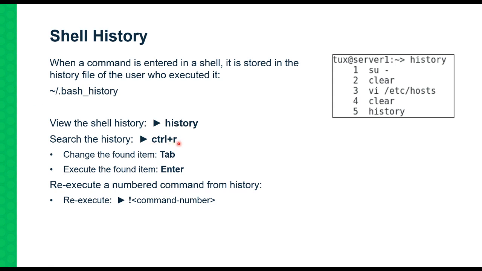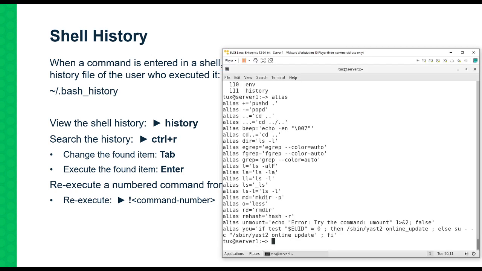We can also search the history with Ctrl+R, and we can tab through it and hit enter once we get the command. In my experience, I found the search to be a little buggy, so we'll see how we go in this course. If you want to re-execute a numbered command from history, you can just type the exclamation mark with the number and you'll be able to rerun that command. For example, if we wanted to run the command vi /etc/hosts, all we had to do was put the exclamation mark and the number 3, hit enter, and it would run the command for us. Let's quickly open up our server to be able to run these commands.